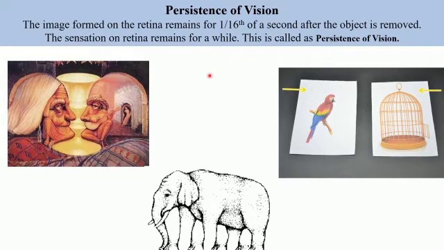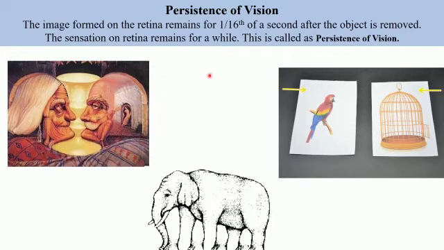In the elephant picture, if you can count the number of legs the elephant has got. There also we find that before we see one leg, there is another one which becomes visible to us. And this is also an example of persistence of vision.